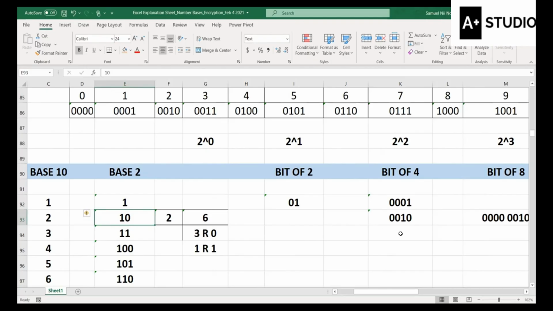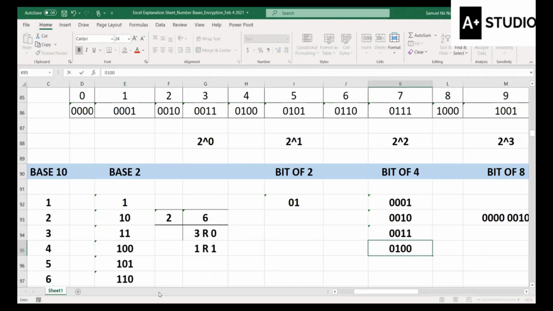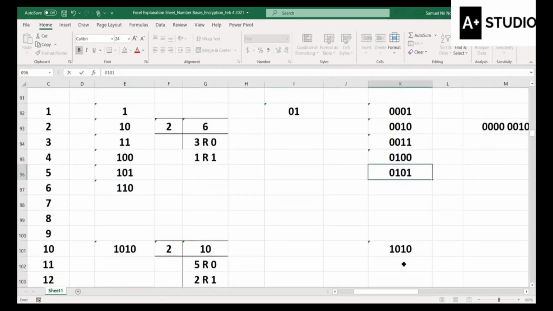So 11 will be what? 0011. And 4 will be what? 4 represented as 100 will give us 0100. What will be 5? 0101. What will be 6? 6 is 0110. What will be 7?